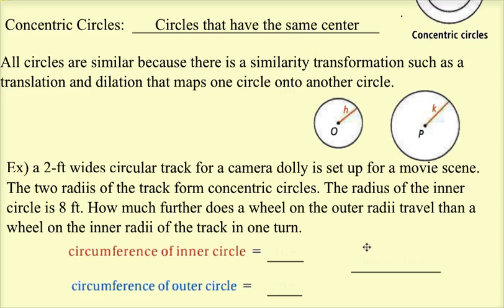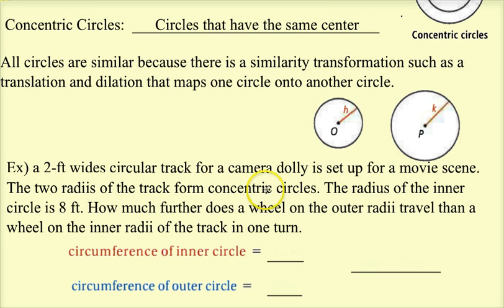So let's try a problem. I have a 2-foot wide circular track for a camera dolly set up for a movie scene. The two radiuses of the track form concentric circles. The radius of the inner circle is 8 feet. How much further does a wheel on the outer radii travel than a wheel on the inner radii of the track in one turn? Okay, so I have a 2-foot wide circular track for a camera dolly.